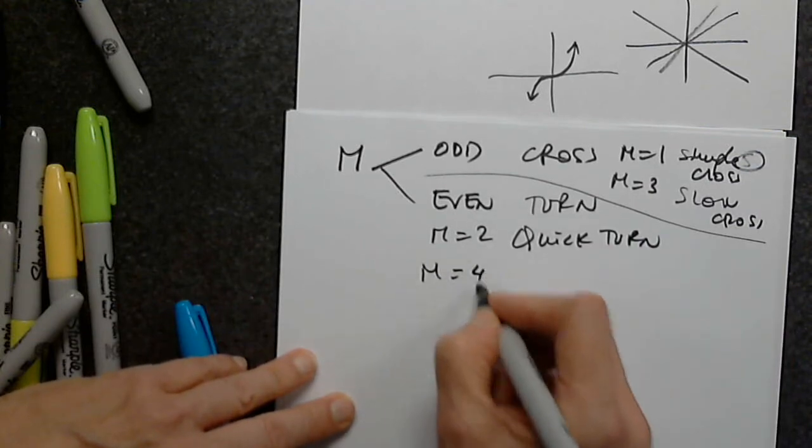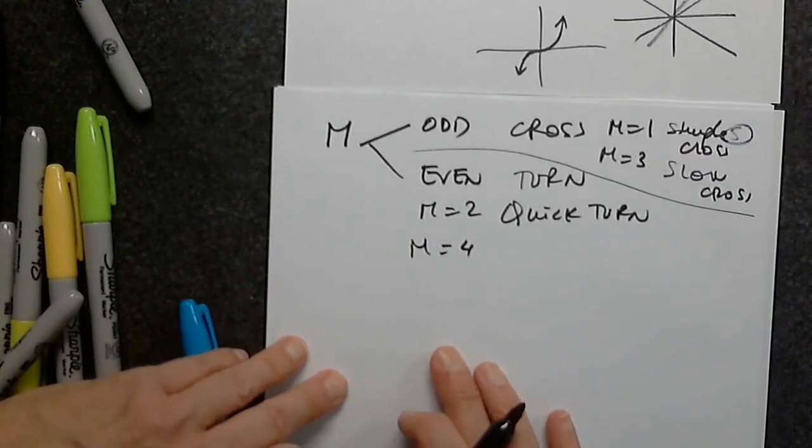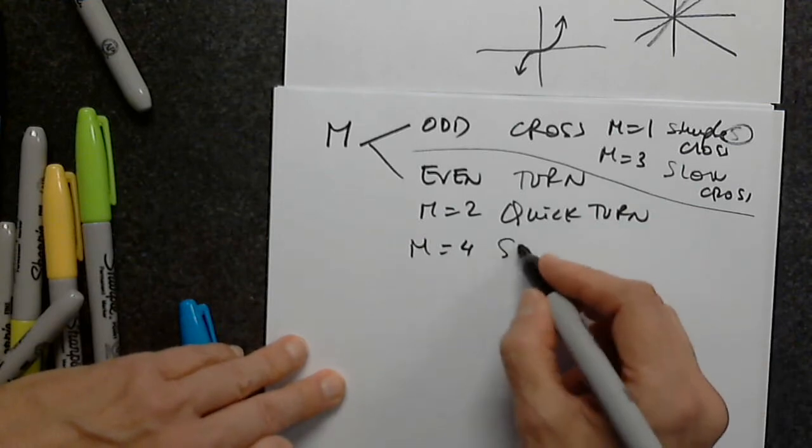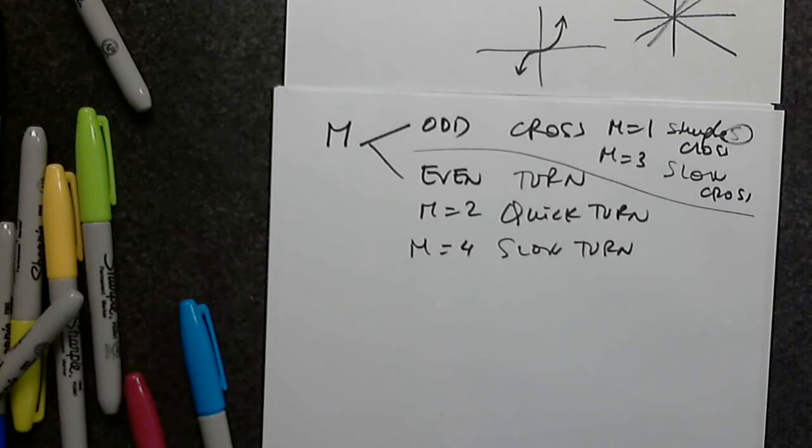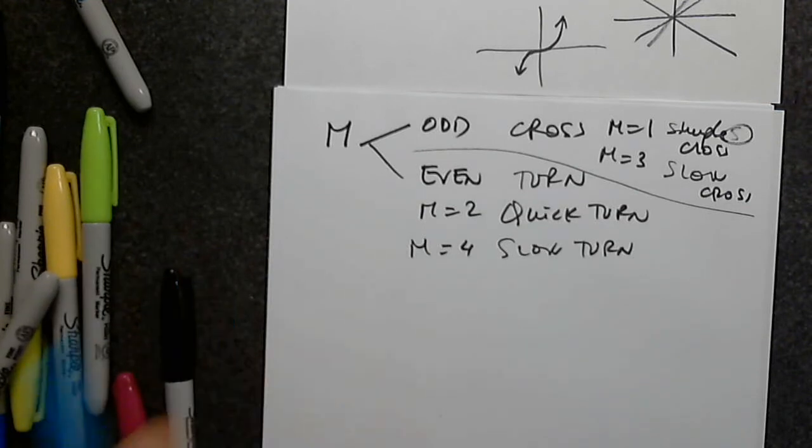What if the multiplicity is 4? What will happen? A very slow turn. Very good. That's it. So this is in summary. If you go higher, it's going to be slower. Slower cross or even slower turn. That's all it means. So let's look at our first example.